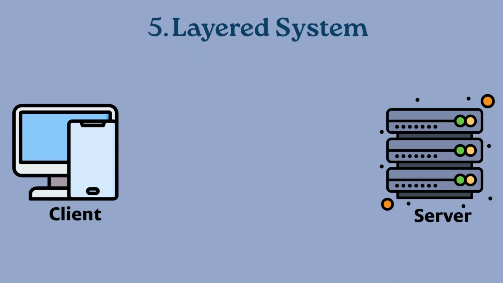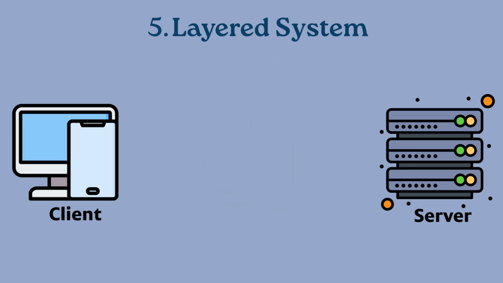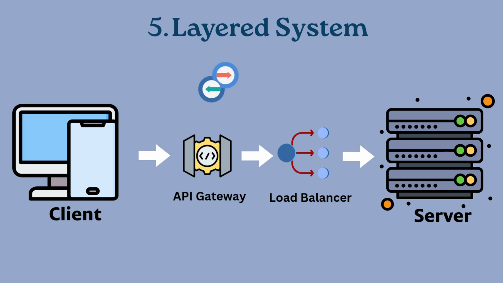In a layered system, a client doesn't need to know how many systems handle its requests. Each component only needs to communicate with the next layer without needing to know what lies beyond that layer. For example, a request might first go through an API gateway, then a load balancer, and then finally reach the application server. From the client's perspective, it simply sends a request to the API gateway. It doesn't need to know whether there is a load balancer or multiple application servers or any other system behind it. This allows each layer to be changed, added, or scaled independently without affecting the client.